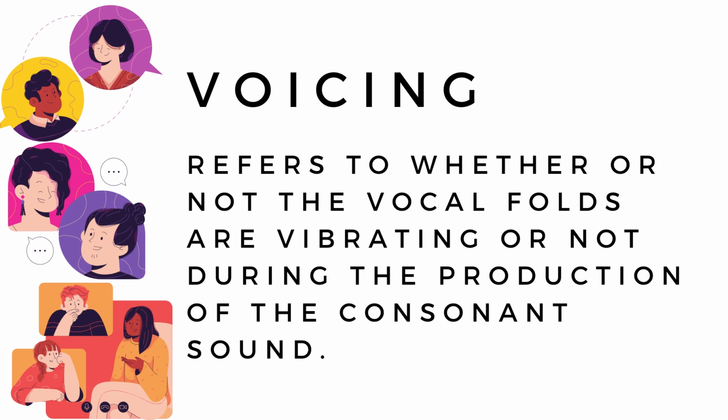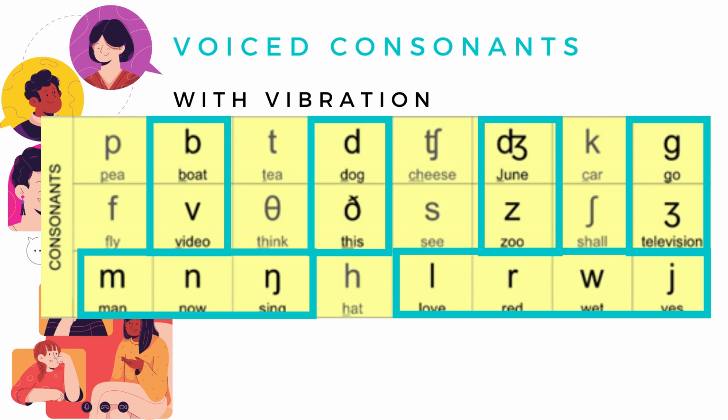Voicing refers to whether or not the vocal folds are vibrating during the production of a consonant sound. In terms of voicing, the consonant sounds are divided into two. We have the voiced consonants and the voiceless or unvoiced consonants. In the English language, there are 15 voiced consonants, and they are b, d, j, g, v, th, z, zh, m, n, ng, l, r, w, y.